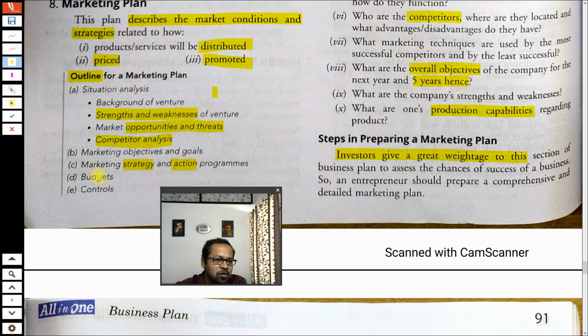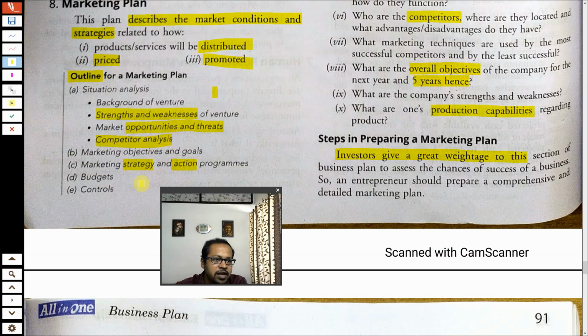Suppose you spend more on these budgets, then there will be a problem. What problem will be there? The problem will be that your cost is more, and if you are not able to generate the sales, then it will lead to loss of profits. So marketing budgets need to be properly set. Then controls: how you are going to control if there is a deviation between what you have planned and the reality. So some control mechanisms should be discussed in this session.